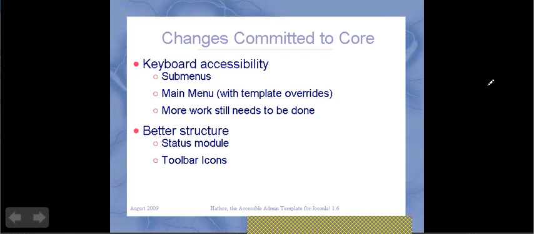The other thing that we've done is there's better structure in some areas. We've redone the status module so that instead of it saying 20, it will say 2 users, 0 messages. So it's much more understandable. In addition, on the toolbar icons, we've changed that from being a table layout into a list, which is also much easier to deal with.